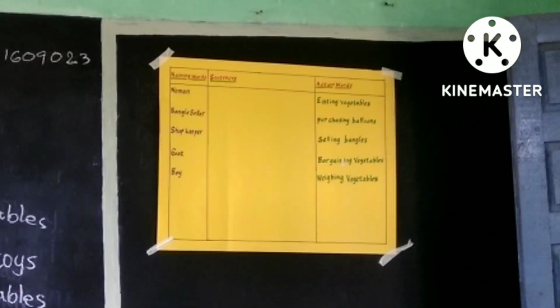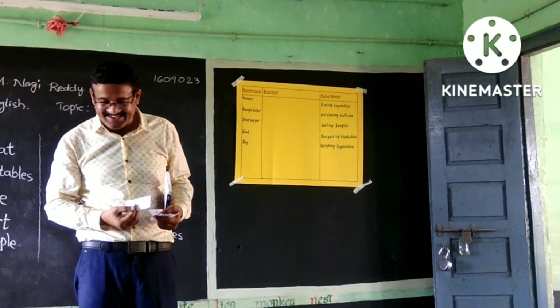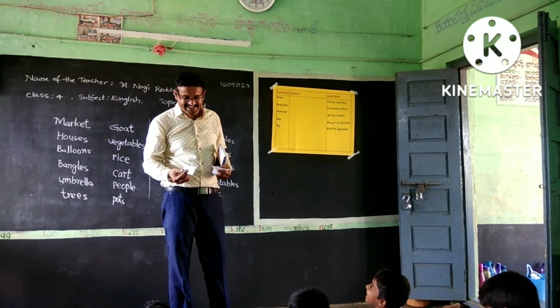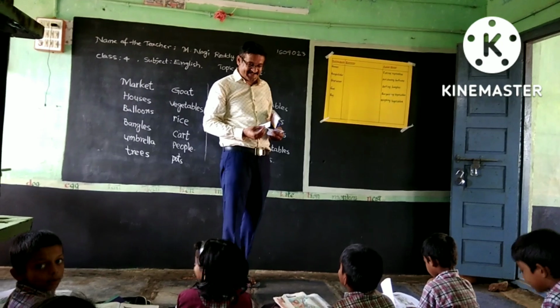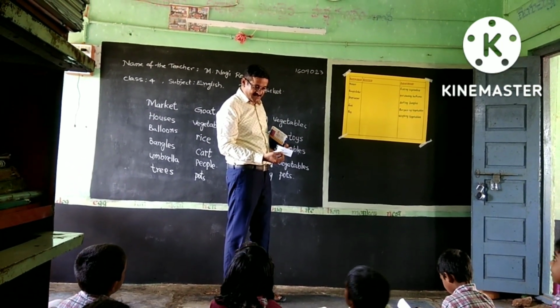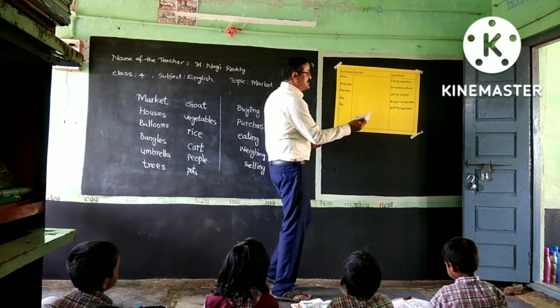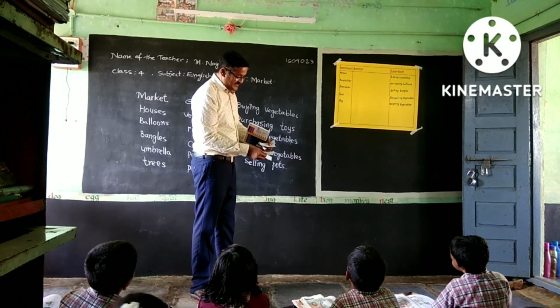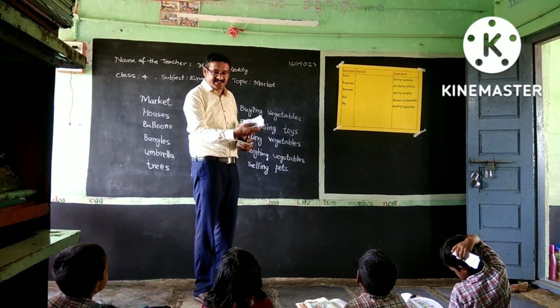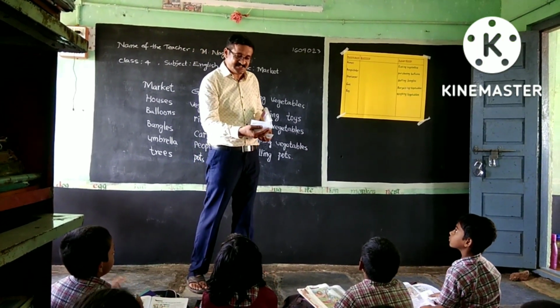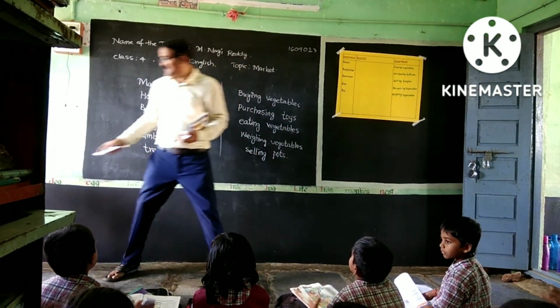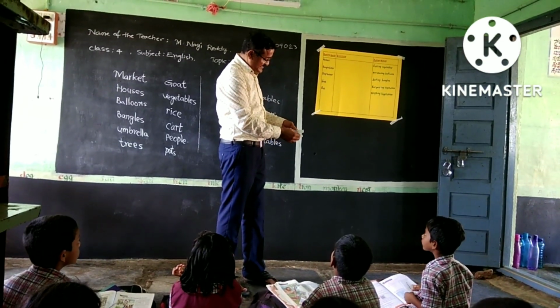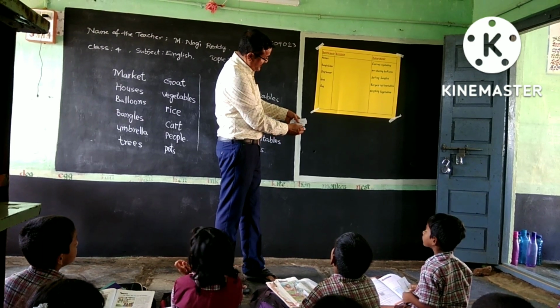What is bargaining in the picture? When you are bargaining, do you know bargaining? That is bargaining. Doing. Walking, standing, purchasing, paying, buying, right? Good. Selling, standing, sitting, walking, paying, purchasing.